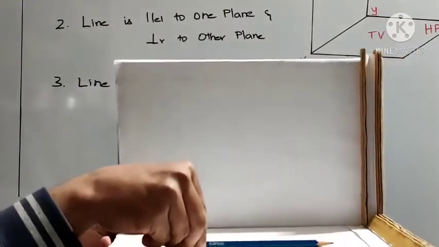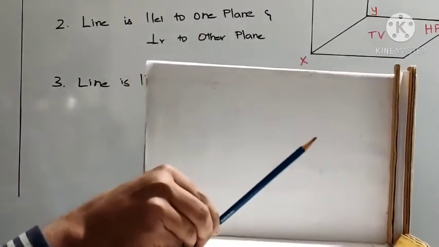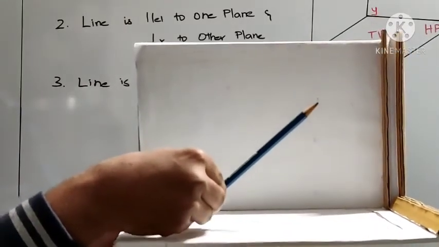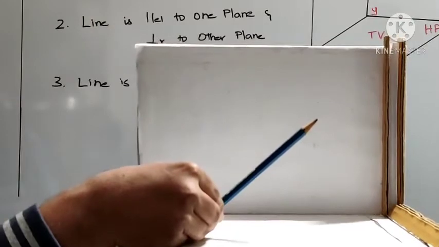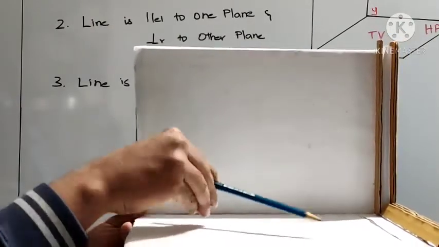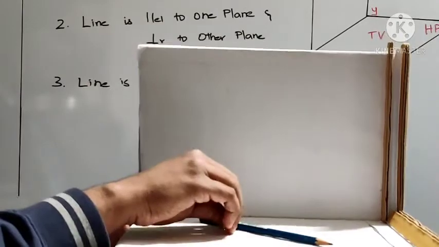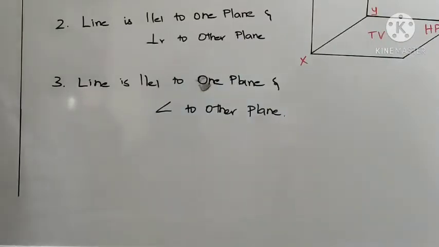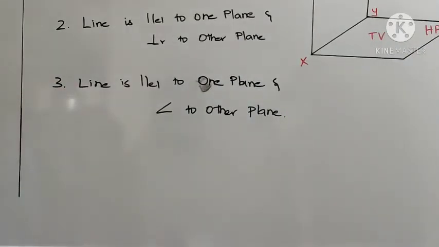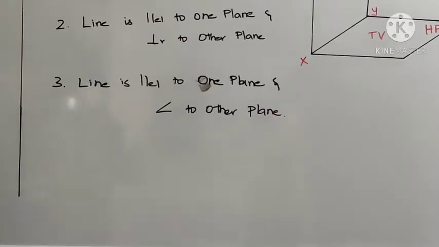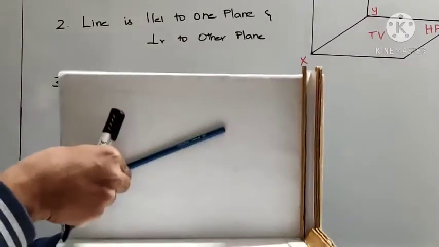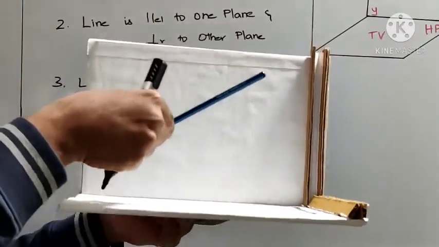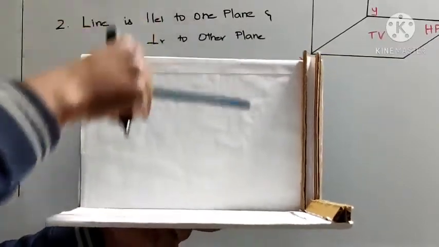In order to make it inclined, I'll rotate something like this. So now look at that. The line is parallel to VP and inclined at some angle to the horizontal plane, or you can consider it like this. Now the line is parallel to HP and inclined at some angle to VP. So that is the third case. In the third case, what happens? If the line is parallel to VP, you will see the true length in the front view, whereas in the top view, if you see from here, what will happen?